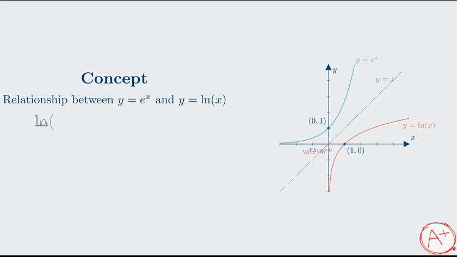Observe that while the exponential function has a horizontal asymptote at y equals 0, the logarithmic function has a vertical asymptote at x equals 0. This confirms why the argument of a logarithm must always be strictly positive.